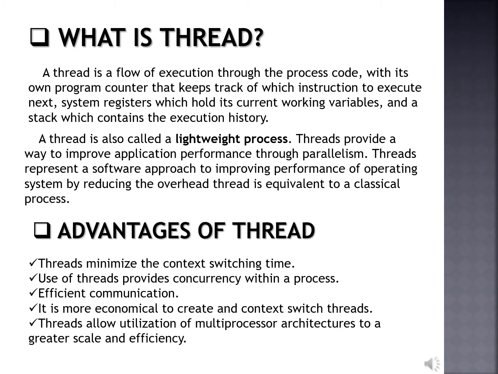Threads represent a software approach to improving performance of the operating system by reducing the overhead. A thread is equivalent to a classical process. Now, what are the advantages of threads? Threads minimize the context switching time. Use of threads provides concurrency within any process. Efficient communication. It is more economical to create and context switch threads. Threads allow utilization of multiprocessor architecture to a greater scale and efficiency.